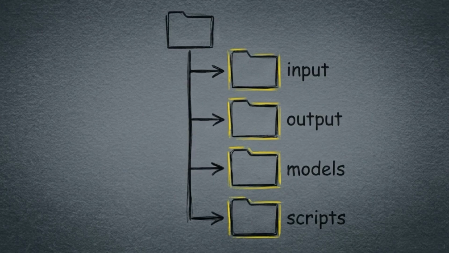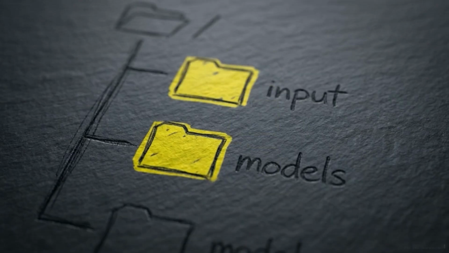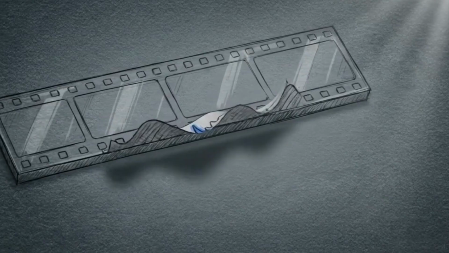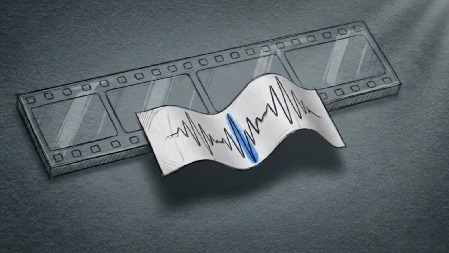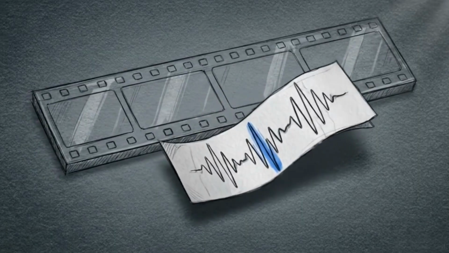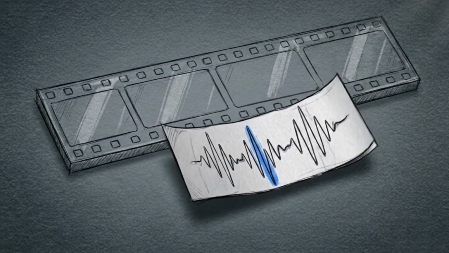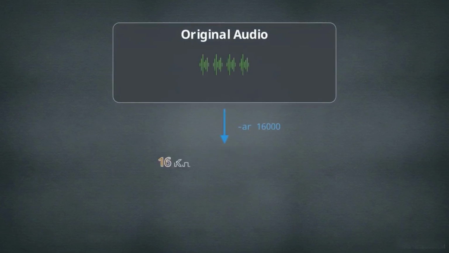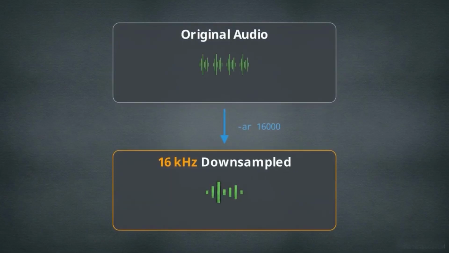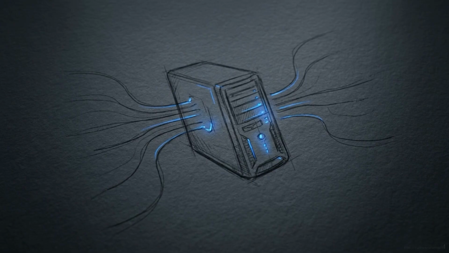We begin by organizing the workspace. This directory structure is required for the scripts to function, with dedicated folders for your raw inputs, generated outputs, AI models, and local scripts. Once the folders are set, we use FFmpeg to extract the high-fidelity audio track from the original video file. During extraction, we downsample the audio to 16 kHz. This specific sample rate is necessary for the transcription models to process the speech data correctly.